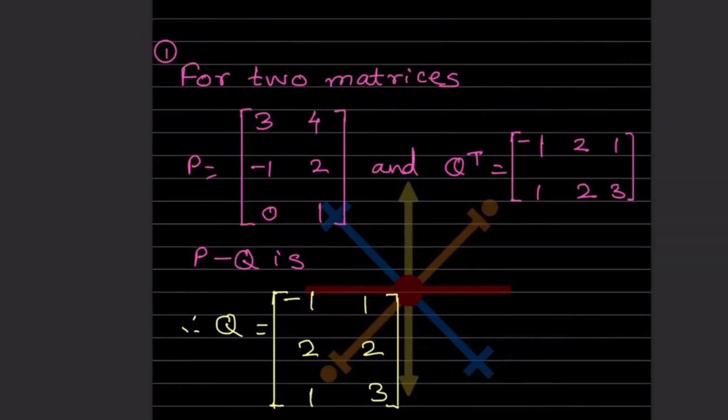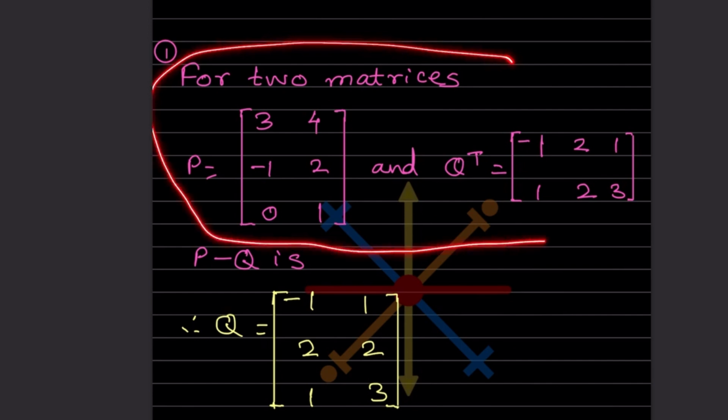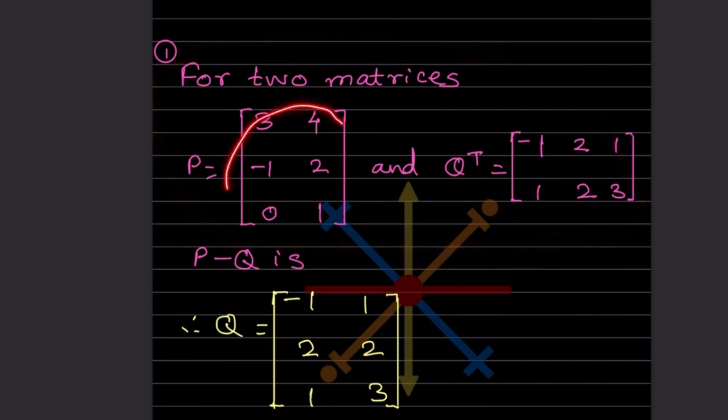So here it's given for two matrices, this P and this Q transpose. We have to find out P minus Q. So now let us see here. For P is here, so what will be Q over here? The Q transpose is given as this one. So Q will be, this will be here, this will be here, and this will be here. And again then this is going to be here, this will be here, and this will be here. So from the Q transpose, we can find out Q in this way.